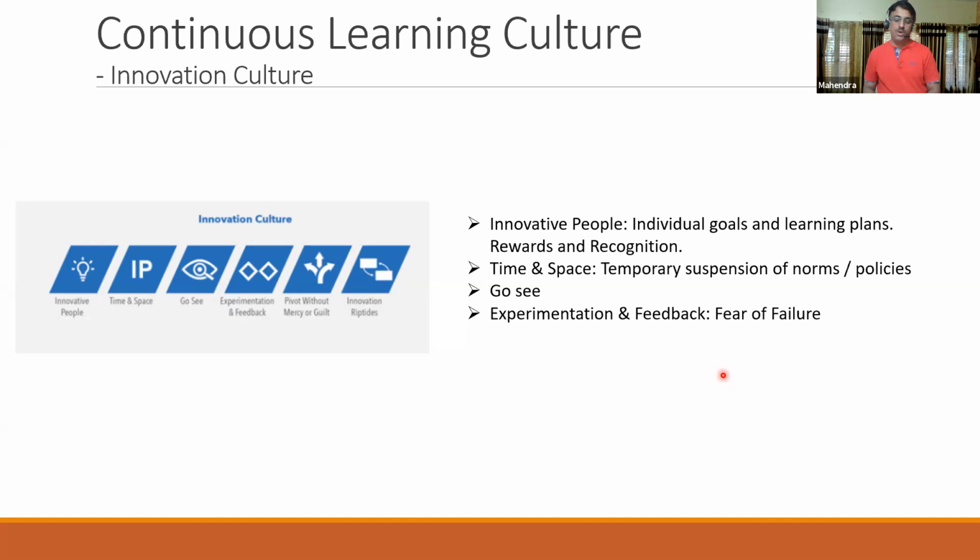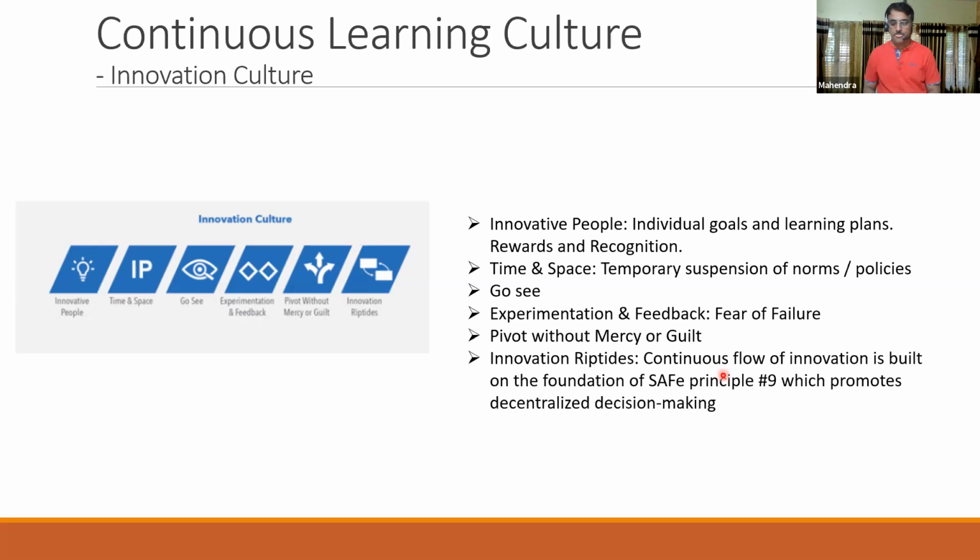And be open for experiment and feedback. And there should not be any fear of failure. What we say is fail fast, fail cheap. If there's a fear of failure, innovation cannot happen. And you pivot without mercy or guilt. So just because it is my pet idea, there's no point in hanging on to my idea. So you pivot. So you drop that idea and just move on. So pivot without mercy or guilt.